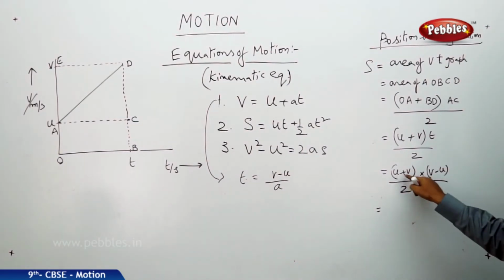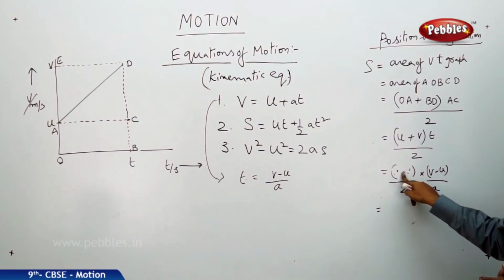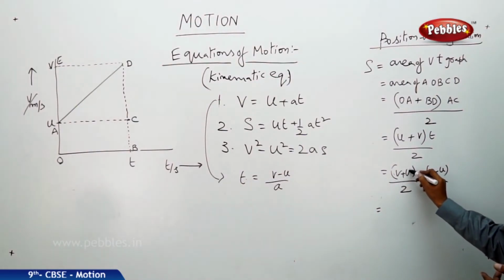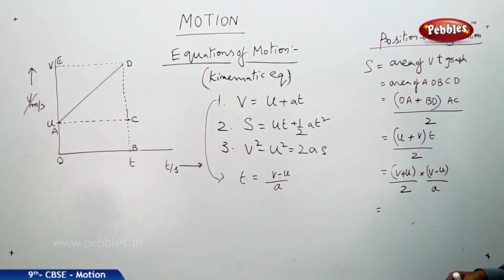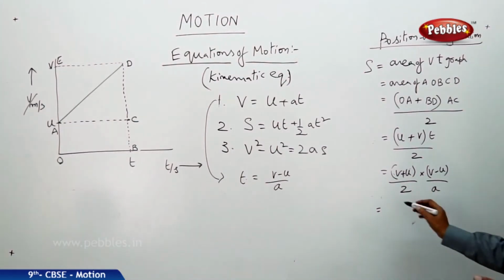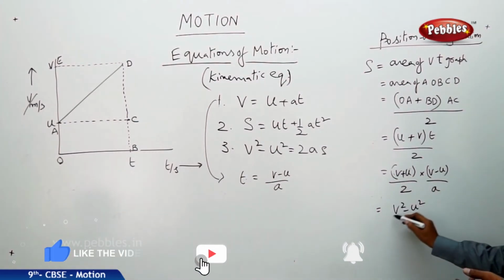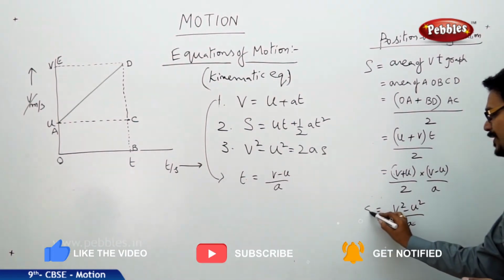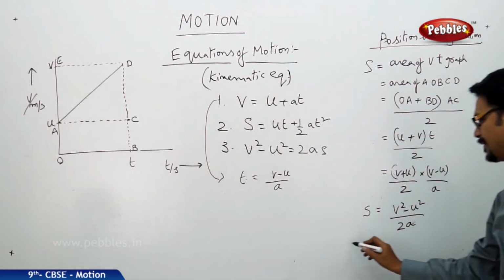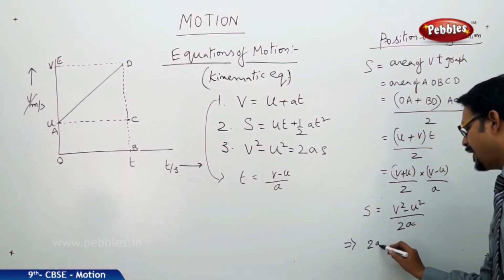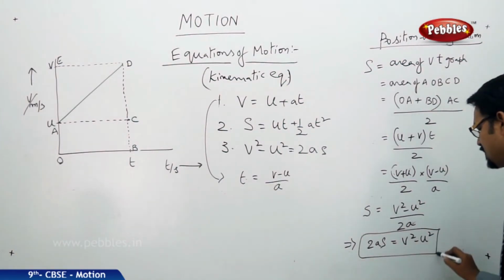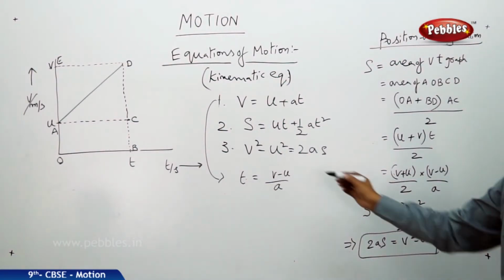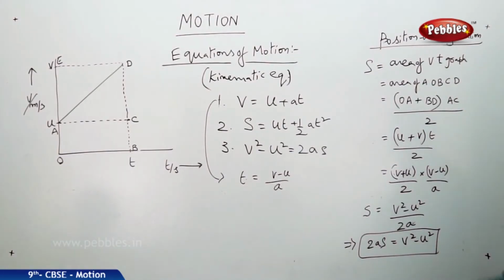Now see here, it is U plus V, or else I can write it as V plus U. Both are the same. So (V plus U) into (V minus U). Just think about mathematics: (A plus B) into (A minus B) is nothing but A square minus B square. So (V square minus U square) by 2A, which is equal to S. So this implies 2AS equals V square minus U square. This is the equation we wanted to derive, and this is called the position-velocity relationship.